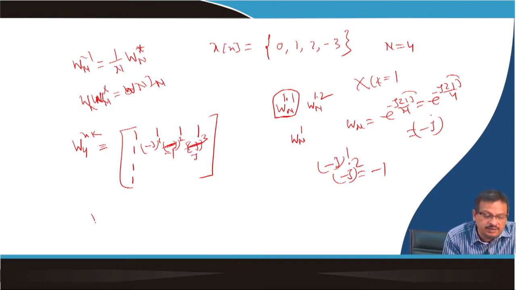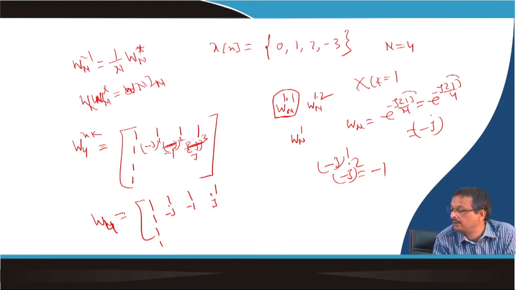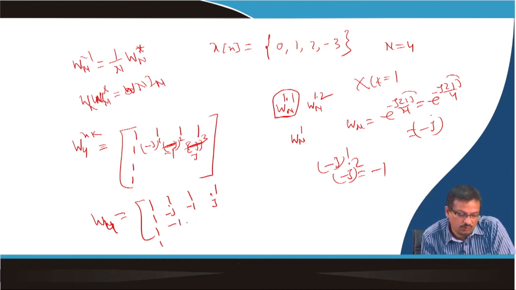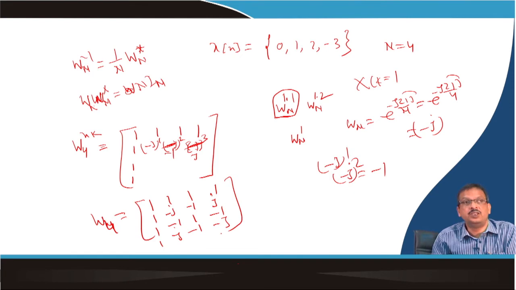So the W4 matrix will come as 1, 1, 1, 1, then 1, minus j, minus 1, j. Then if you calculate, it will come 1, minus 1, 1, minus 1, and then 1, j, minus 1, minus j. This is the W4 matrix. You can calculate it yourself.